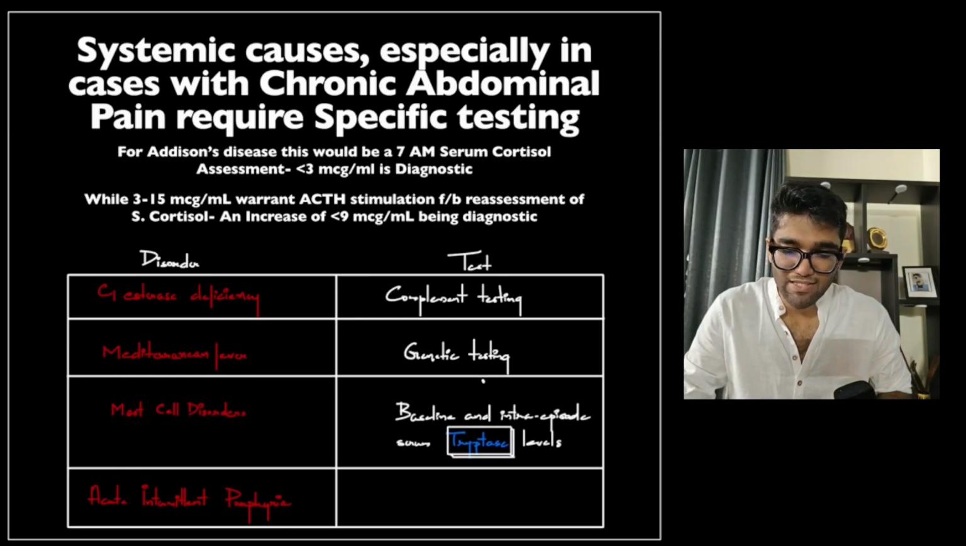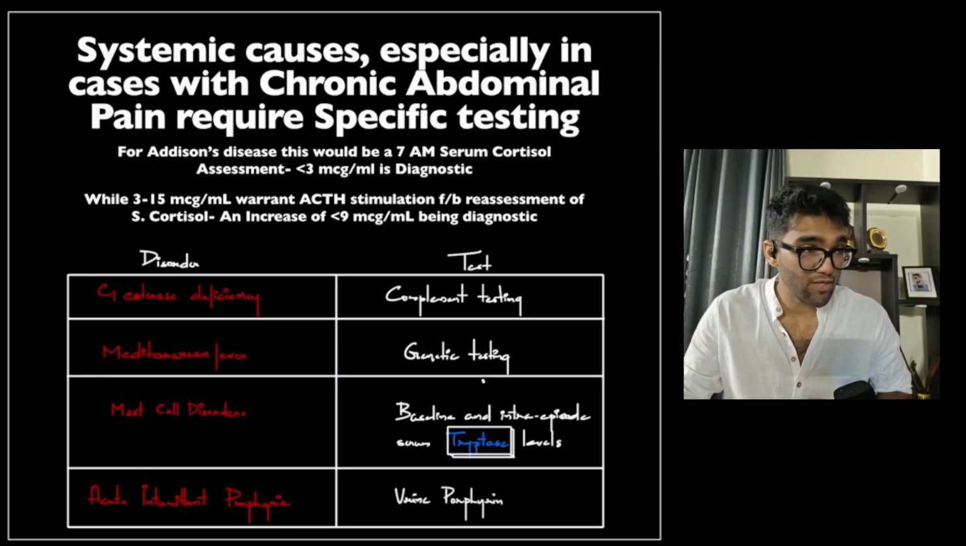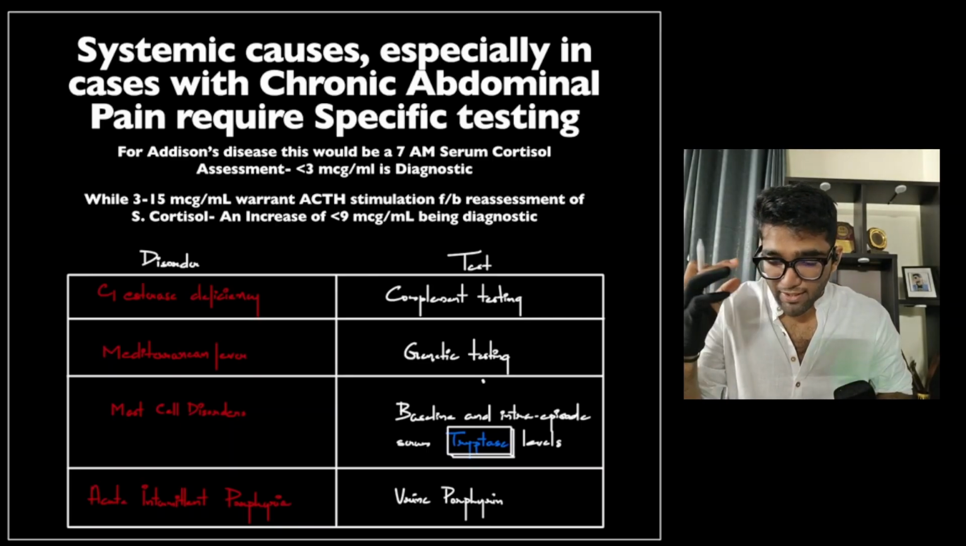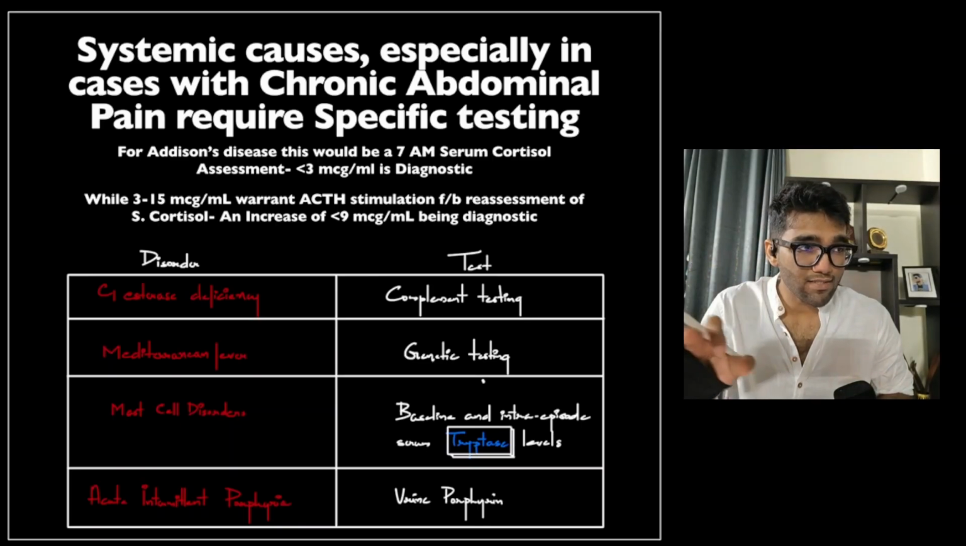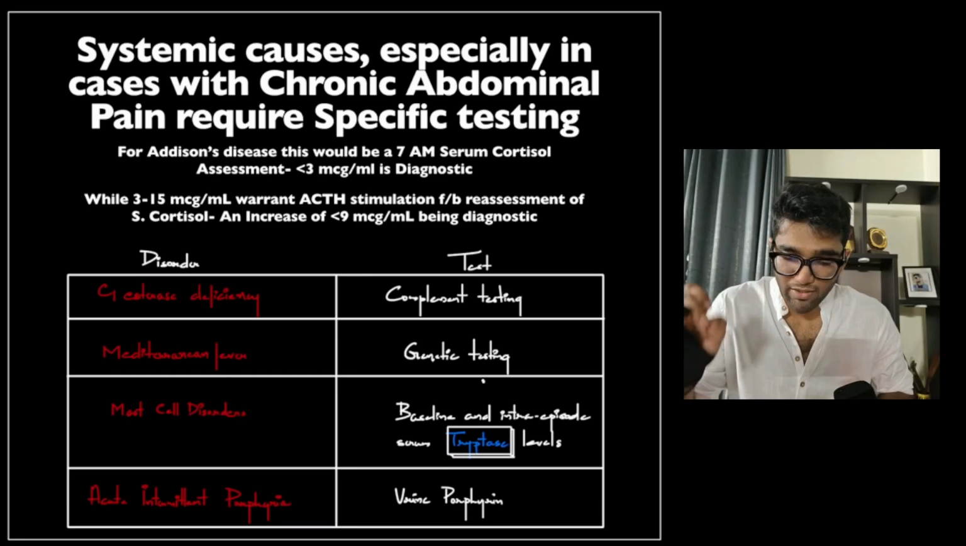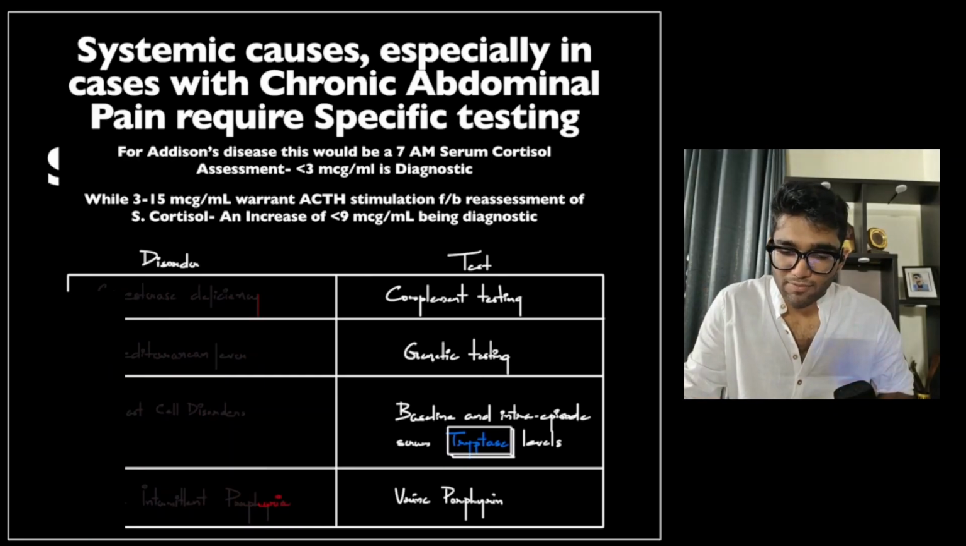Then we have your mast cell disorders. Obviously, we check the baseline and intra-episode serum tryptase levels, because that is an enzyme secreted by mast cells. And then we have acute intermittent porphyria, for which we check urine protoporphyrin and porphyrin levels. But again, the specifics of this are important, and we'll discuss this under genetic disorders.